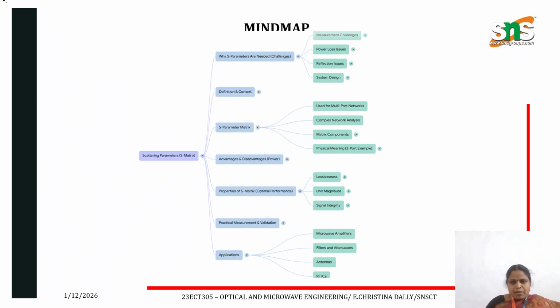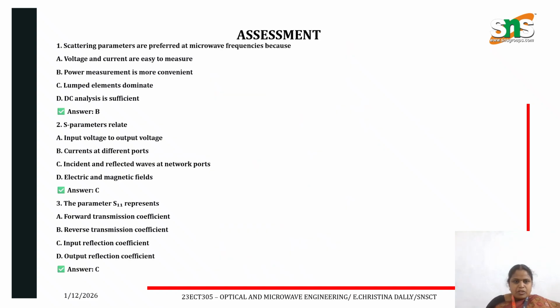So this is the mind map of how we differentiate and why the S parameters have been used. This is the assessment question: why are scattering parameters preferred? Because power measurement is more convenient, and the S parameters relate the incident and reflected waves. The parameter S11 represents the input reflection coefficient.